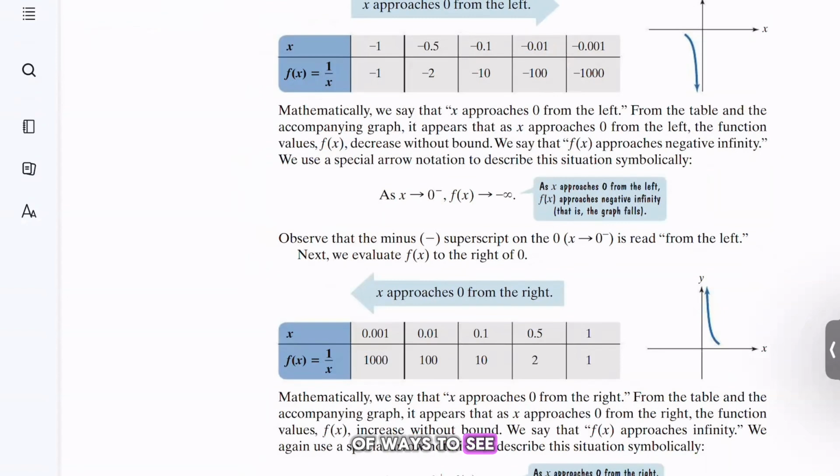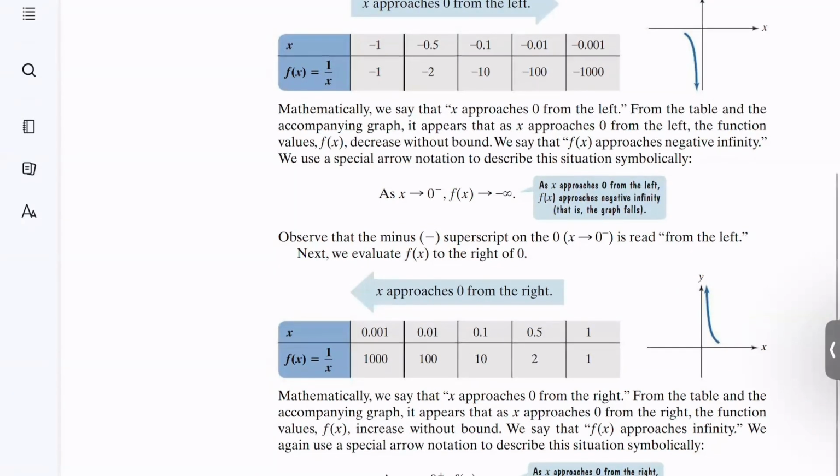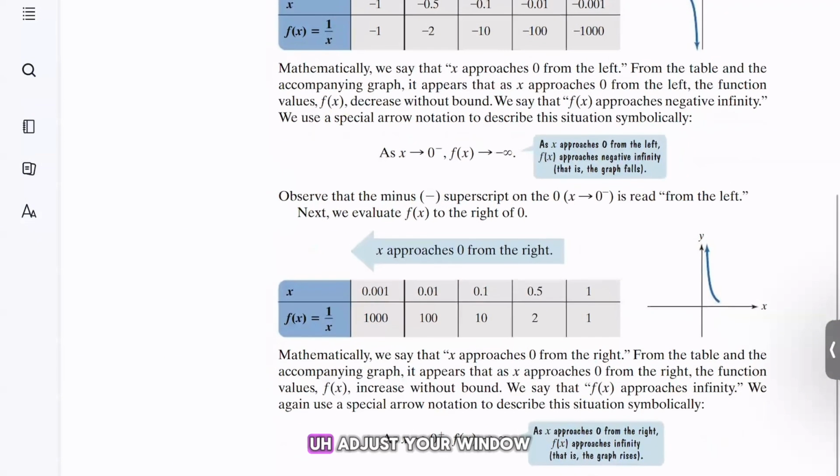There's all kinds of ways to see this. You can see it on the graph. You can see it on the chart. You can trace it with your finger. You can use a graphing utility. You may need to adjust your window on, let's say, a TI-84, but you're really just interpreting what you see on the graph.